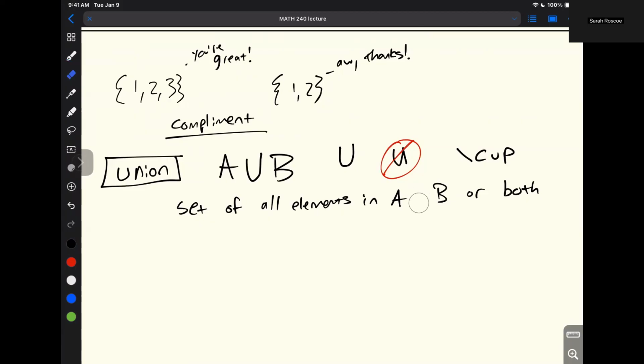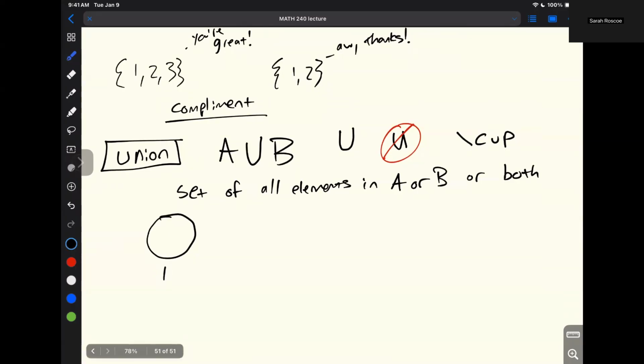Let's be precise here. So it's the set of all elements in A or all elements in B or both. We'll see Venn diagrams a little bit later, but sometimes it's easy to understand with Venn diagrams. Let's say we have A and B, and maybe they're completely separate over here. A union B is, I'm going to take all the stuff in A, and all the stuff in B.